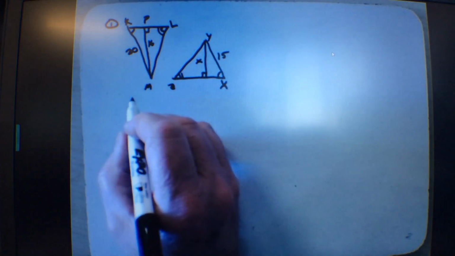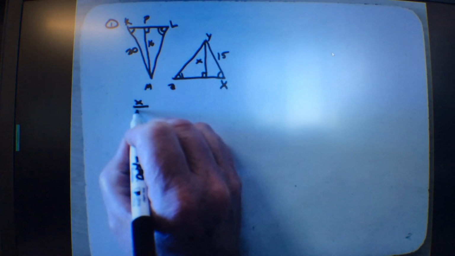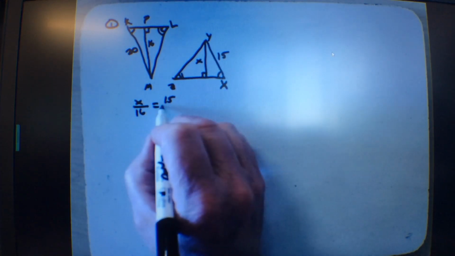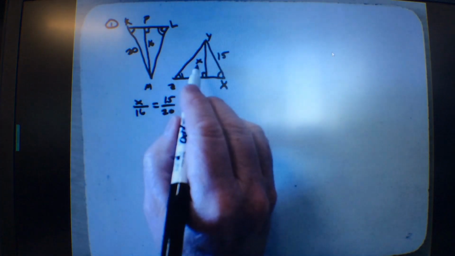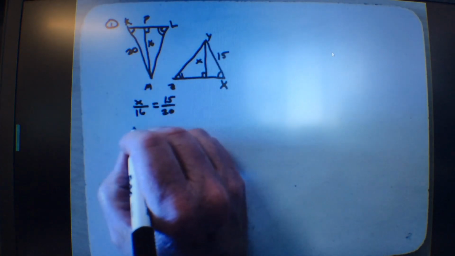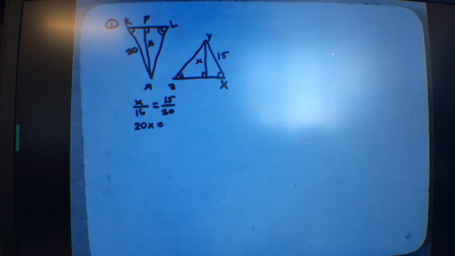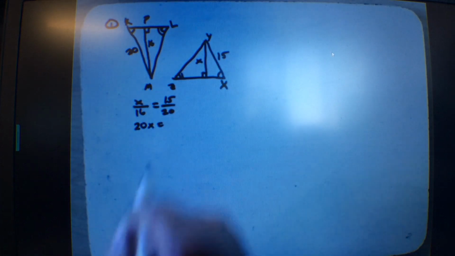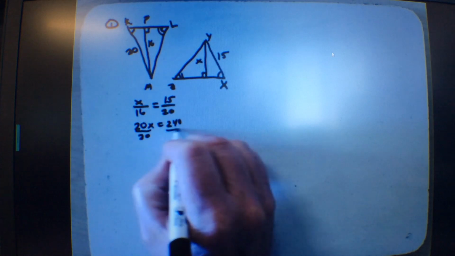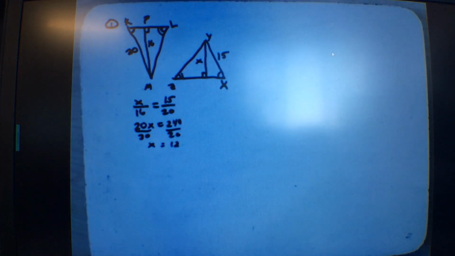So what we have is we have X, this X, over what? 16, 16 equals 15 over 20. So we go from this triangle to this triangle, back to this triangle, this triangle. Would you solve that? It would be 20x equals 15 times 16. 240. And so I divide by 20. Okay, so x equals 12. Does that make sense? All right.